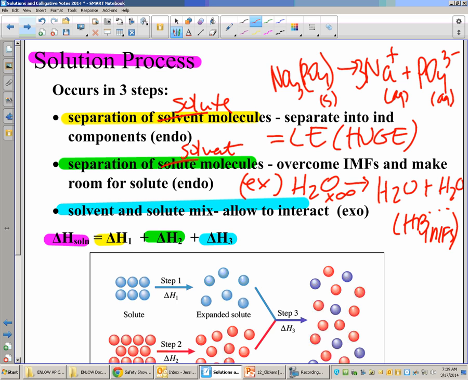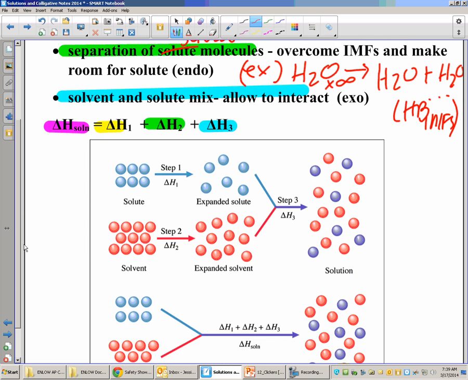So endo. Last one is the actual mixing part, where the solute says, hey, solvent, let's get together. And they actually attract to one another. Because a solvent, water, has a hydrogen bond or a dipole moment on it.